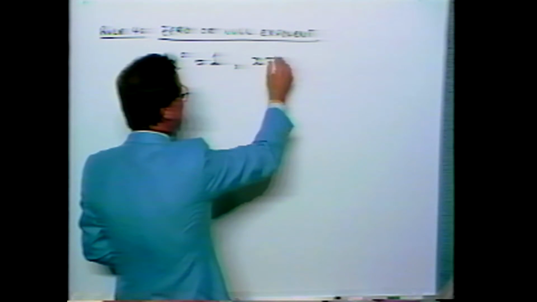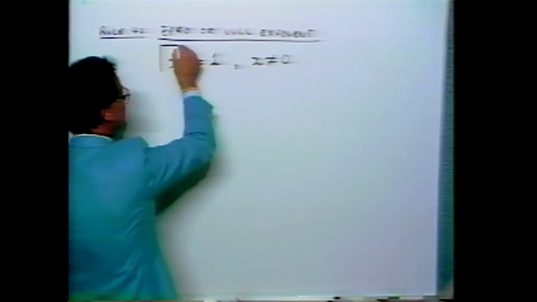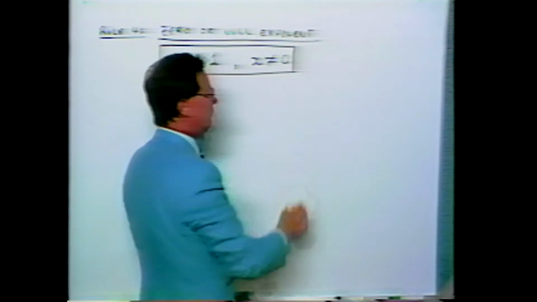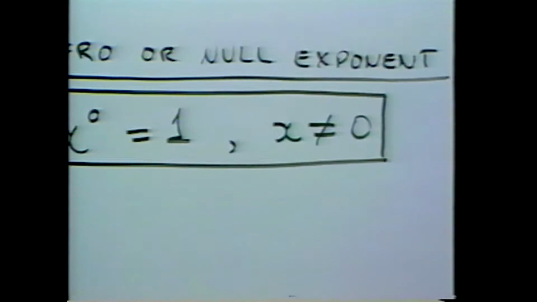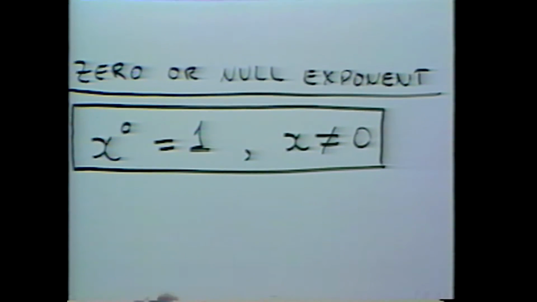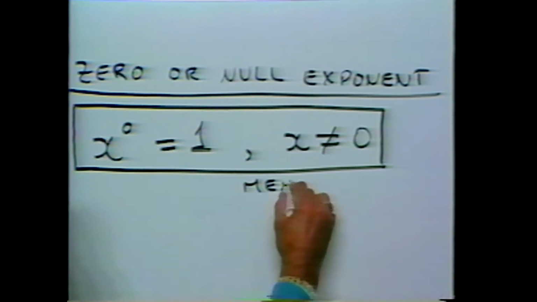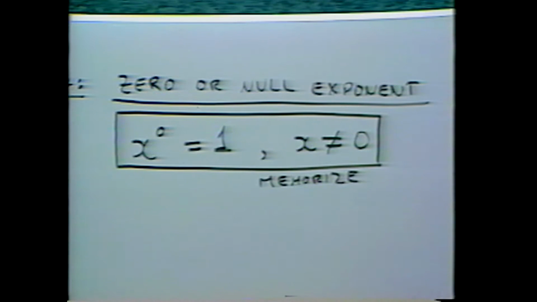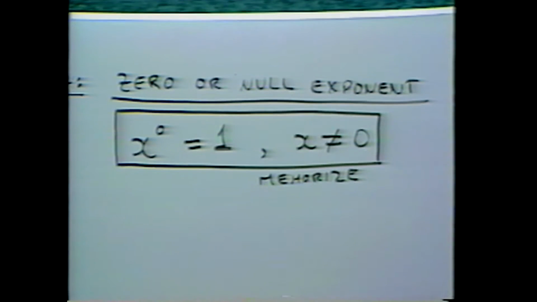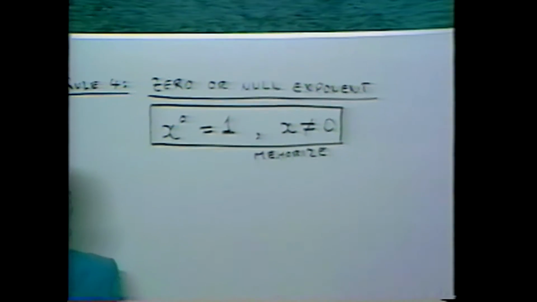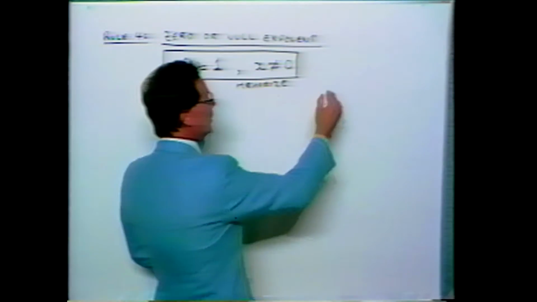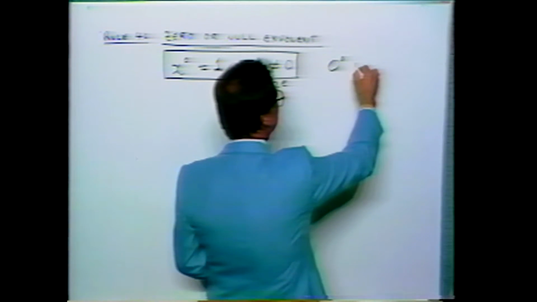X must never equal 0 itself. Memorize this rule. This is true for all values of x, except, as I explained, when x is equal to 0. 0 to the 0 is undefined.